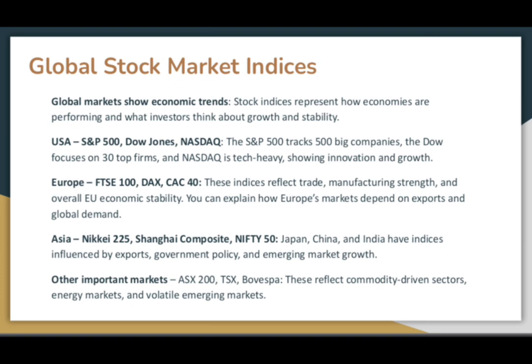Then we have resource rich countries like Australia, Canada, and Brazil. Their stock markets move with oil, gold, metals, and agriculture prices. When commodity prices rise, these economies grow faster, and when prices fall, markets slide.